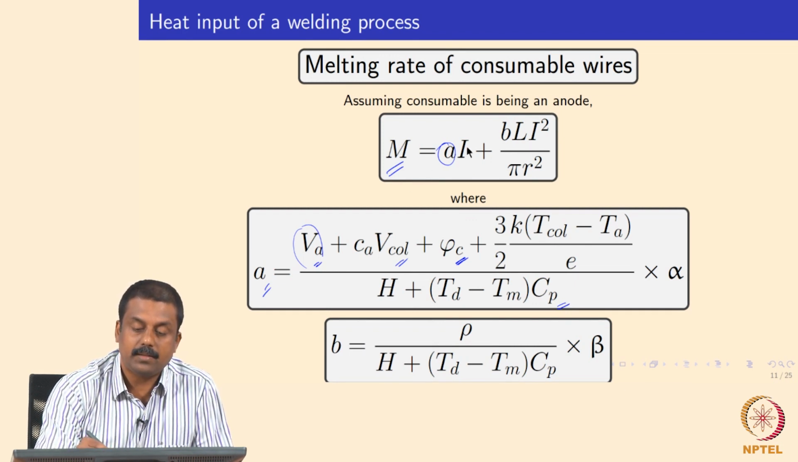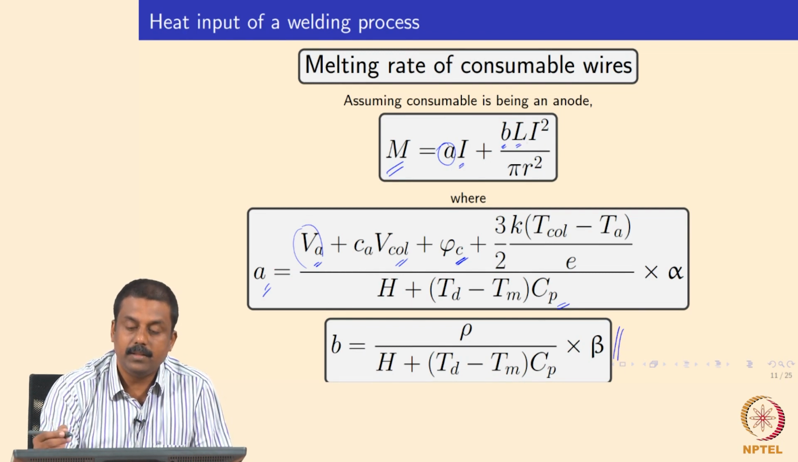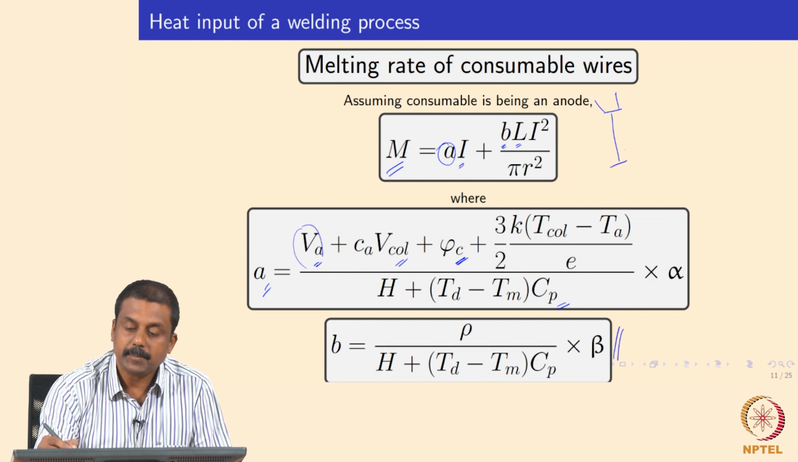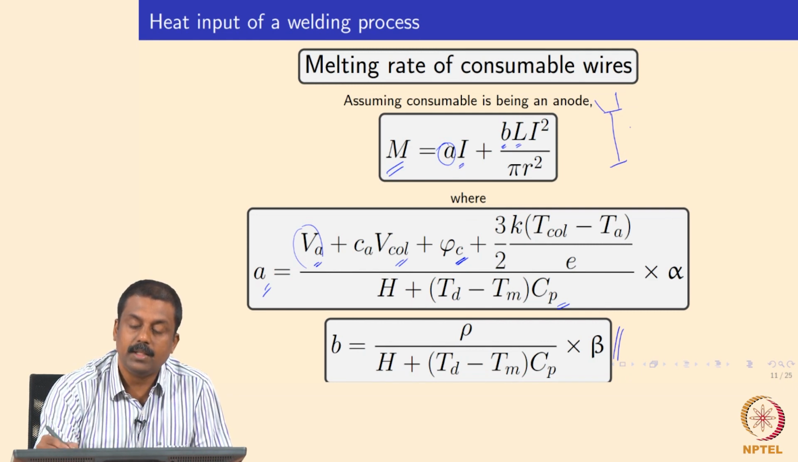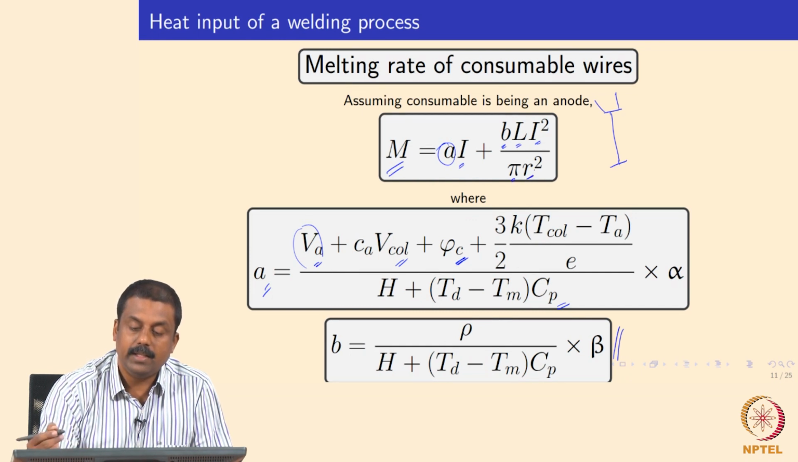It's nothing but the constant A over current I, where I is the welding current, plus another constant B which is a function of the material, times L, where L is the stick out length. The stick out length is the distance between the contact tip and the workpiece, which we already explained in the previous slide. The stick out length is very important because it determines the resistance heating of the electrode. Again, I is the welding current, pi is a universal constant, and R is the radius of your filler wire or electrode.